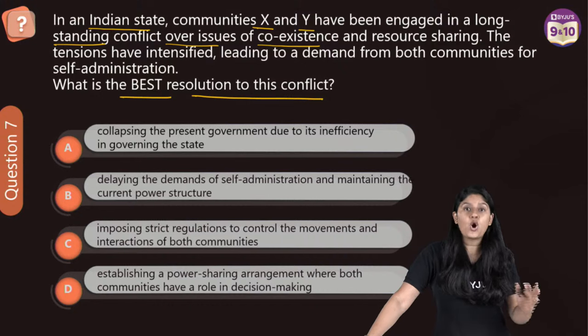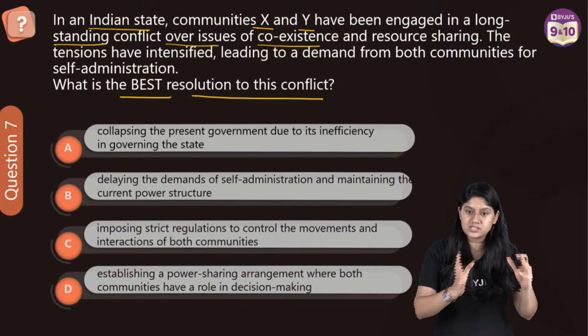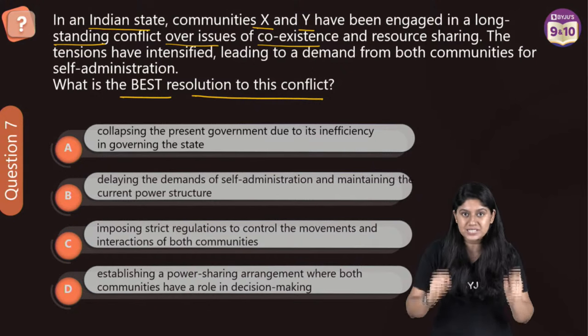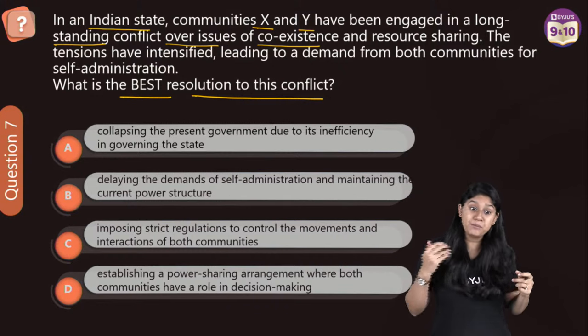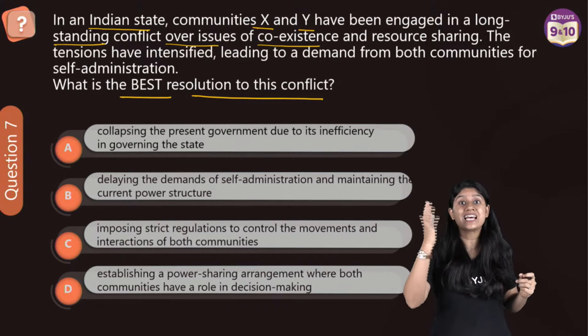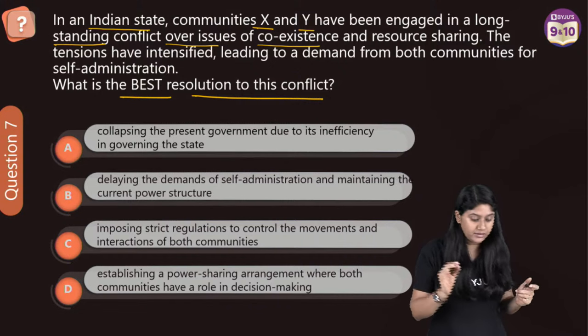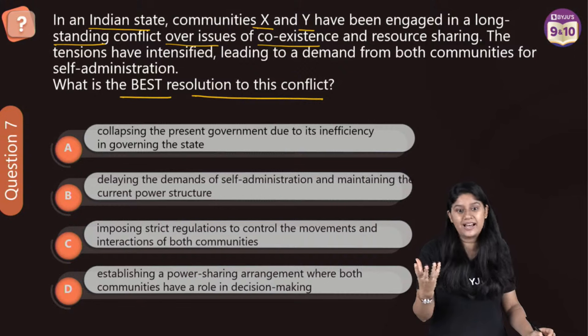Very good, everyone. Very easy question, right? In this question, the scenario is that we have an Indian state which has two communities. Both of these communities are fighting amongst each other for resources, for their existence. And both of these communities want self-government. Do you think that's the right thing? Amongst the options, we have to find the best way that we can help these people.